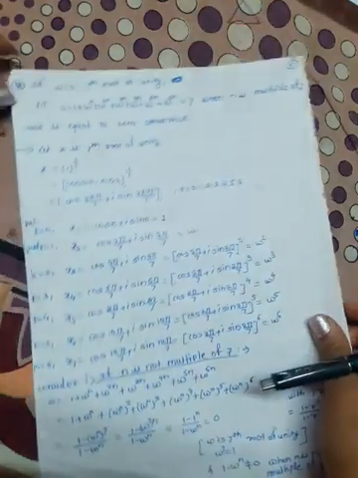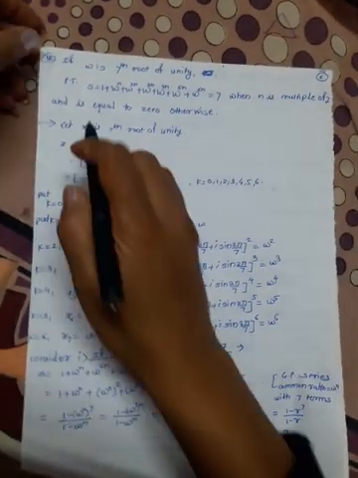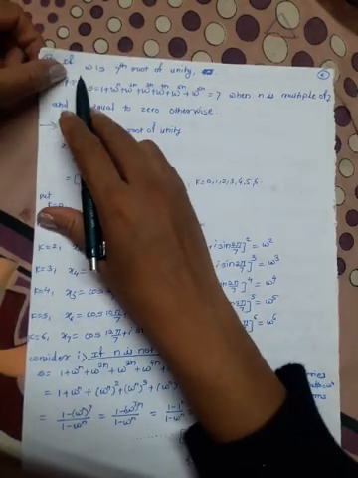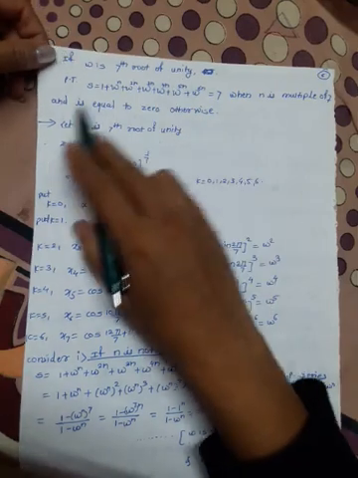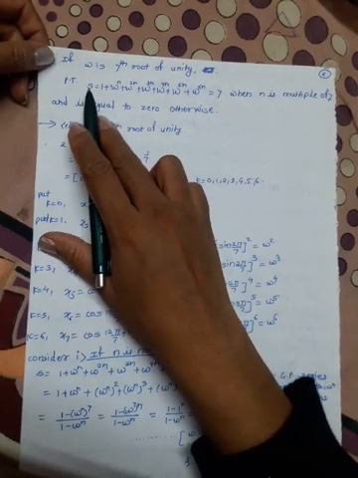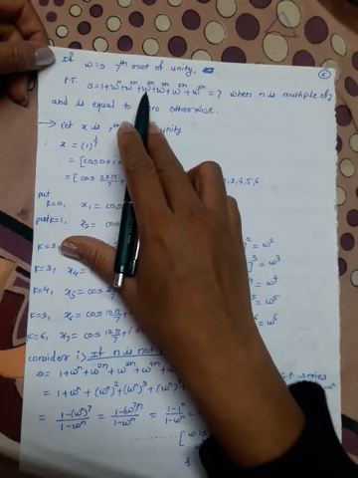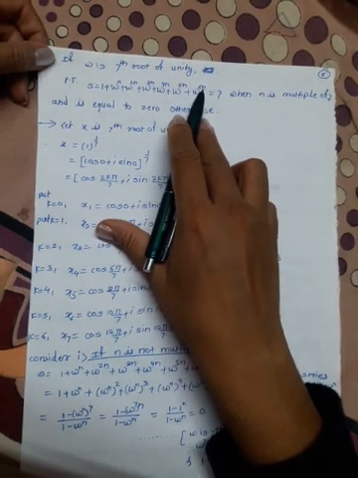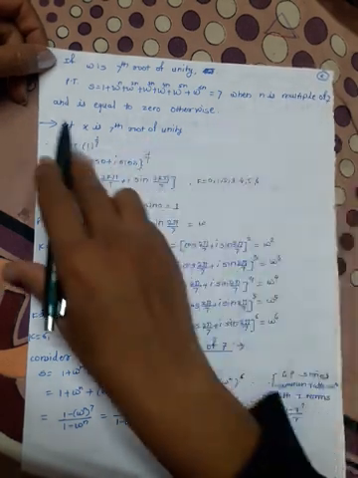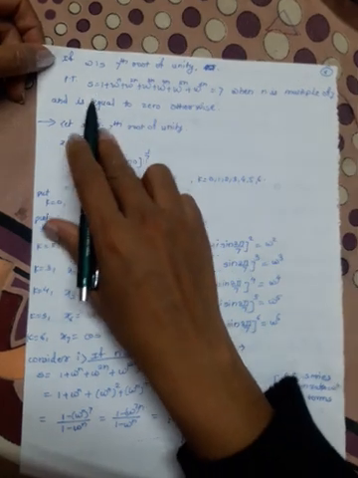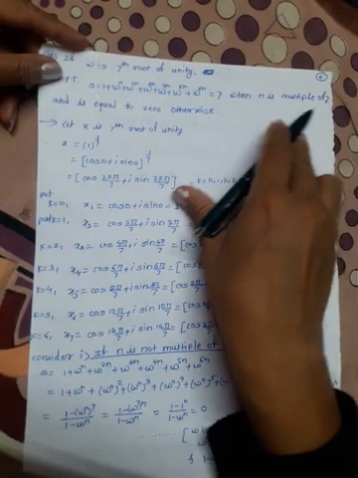Hello everyone, let us see the next example of complex numbers. If omega or w is a 7th root of unity, then we have to prove that the sum 1 plus omega raised to n plus omega raised to 2n plus omega raised to 3n up to omega raised to 6n is equal to 7 when n is a multiple of 7, and is equal to 0 otherwise, that means the sum is equal to 0 if it is not a multiple of 7.